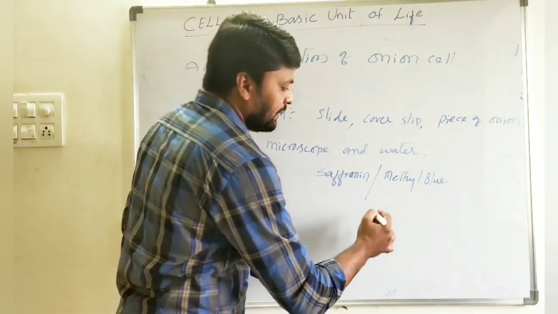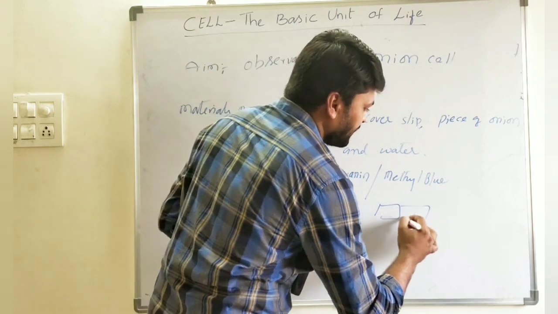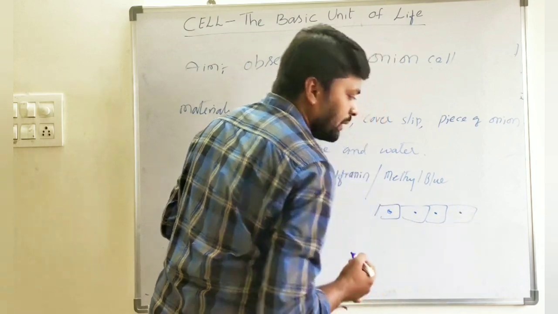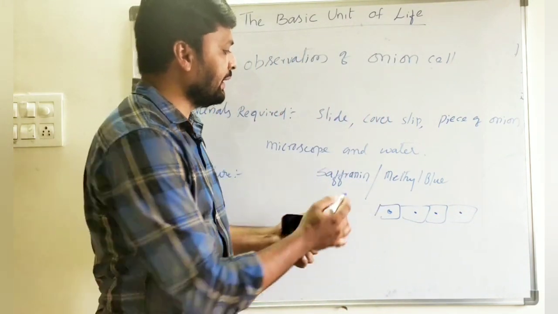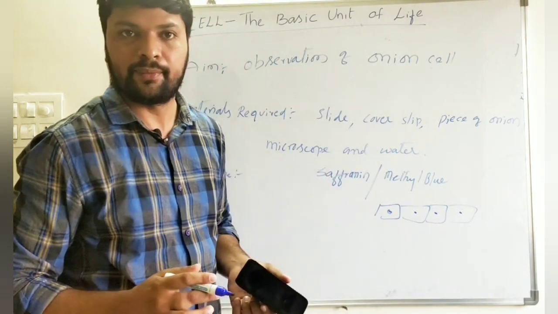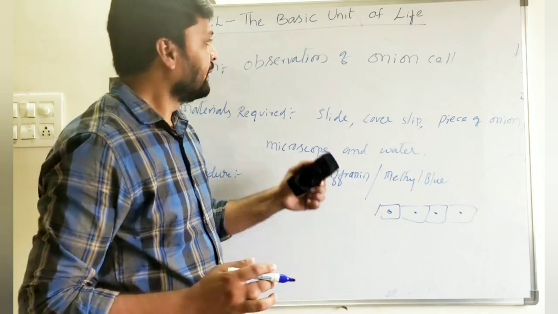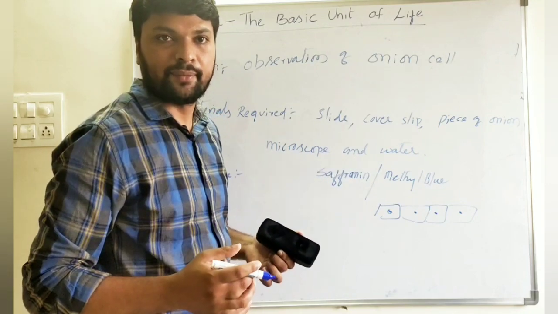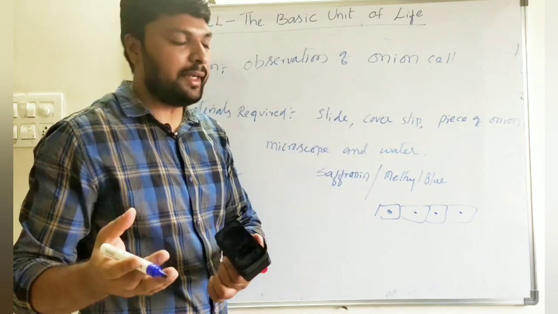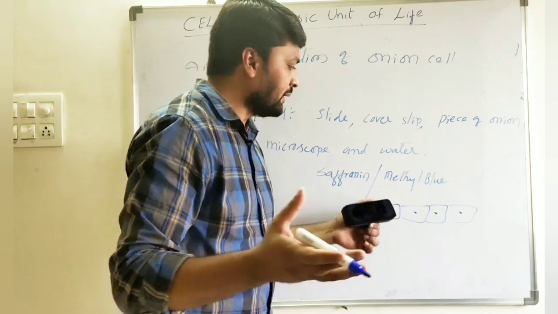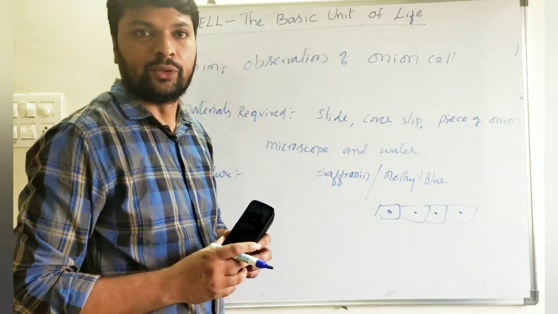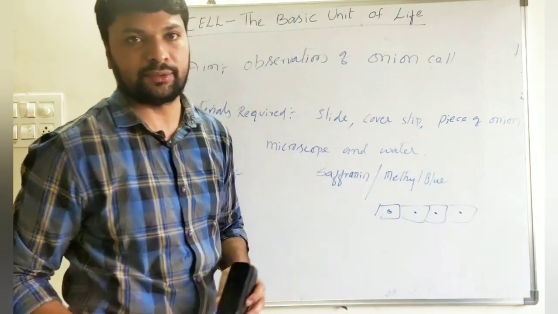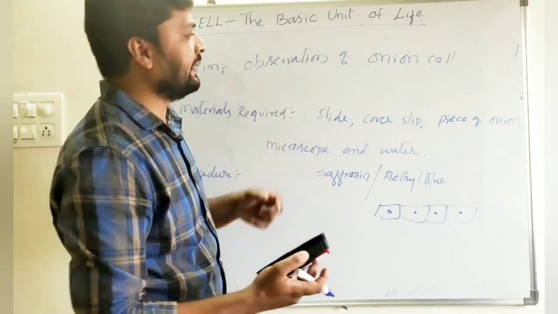You will find fixed rectangular shaped cells with a dark colored nucleus, as it is stained with safranin or methyl blue. Because onion is a part of a plant, a plant cell. We already learned that plant cells always have a fixed rectangular shape, so we can see rectangular shaped cells in the onion cells too. Now let us see the cheek cell.